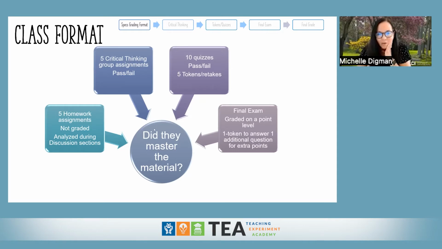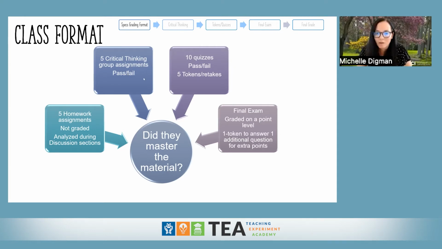This is how I formatted the class in terms of specs grading format. The question overall is, did they master the material? And so I came up with these types of assignments: 5 homework assignments, which were not graded but were analyzed during the discussion sections. I had 5 critical thinking group assignments, which enabled them to work together, as I was trying to engage active learning, and those were graded pass-fail.